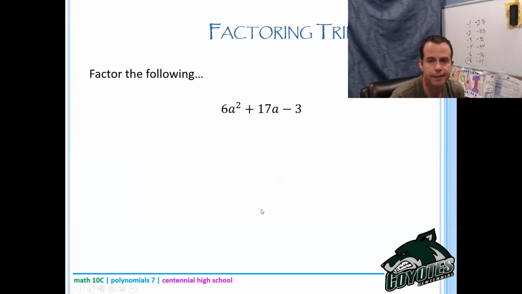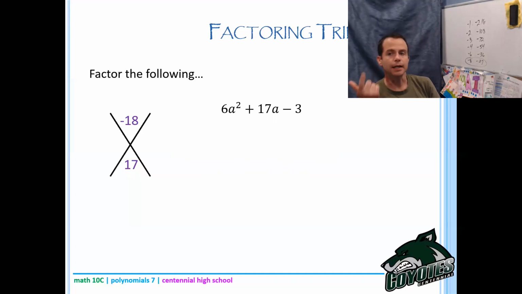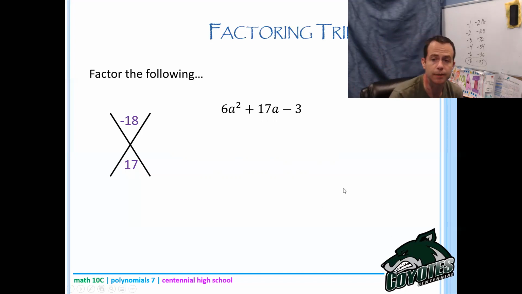Okay, 6a squared plus 17a minus 3. I'm looking for two numbers that multiply together to give me 6 times negative 3. So multiply together to give me negative 18, add together to give me positive 17. That would be negative 18 and positive 1. Sorry, I said that backwards because if I added those together, I'd be at negative 17. So now we'll switch that. That would be positive 18 and negative 1. Okay, positive 18 times negative 1 would give me negative 18. Positive 18 minus 1 would still give me positive 17. So those are my friendly numbers, okay?